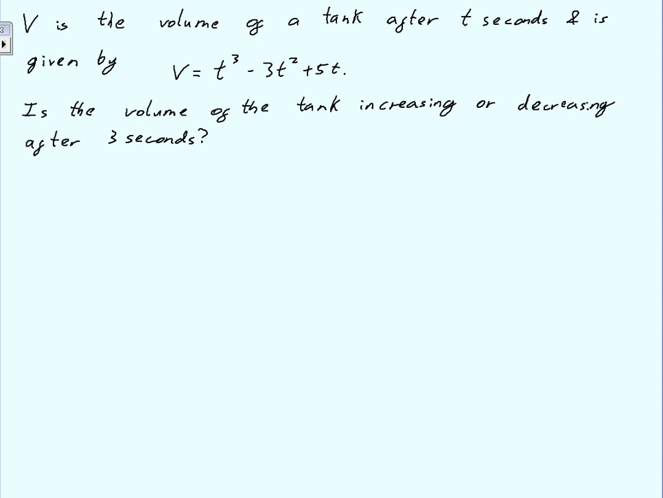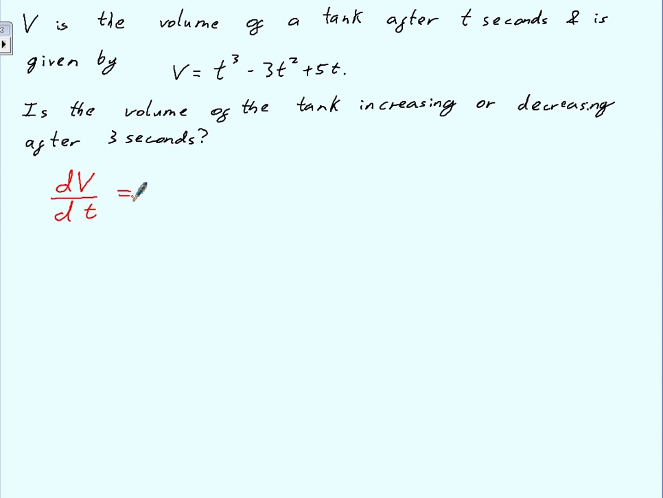Let's now have a look at an increasing or decreasing function question. So in this case we're told that v is the volume of a tank after t seconds, and v is given by the equation v equals t cubed minus 3t squared plus 5t. We're asked, is the volume of the tank increasing or decreasing after 3 seconds? To answer this, we need to look at the rate of change of the volume. This is the first differential dv by dt. This is the rate of change of volume with respect to time.